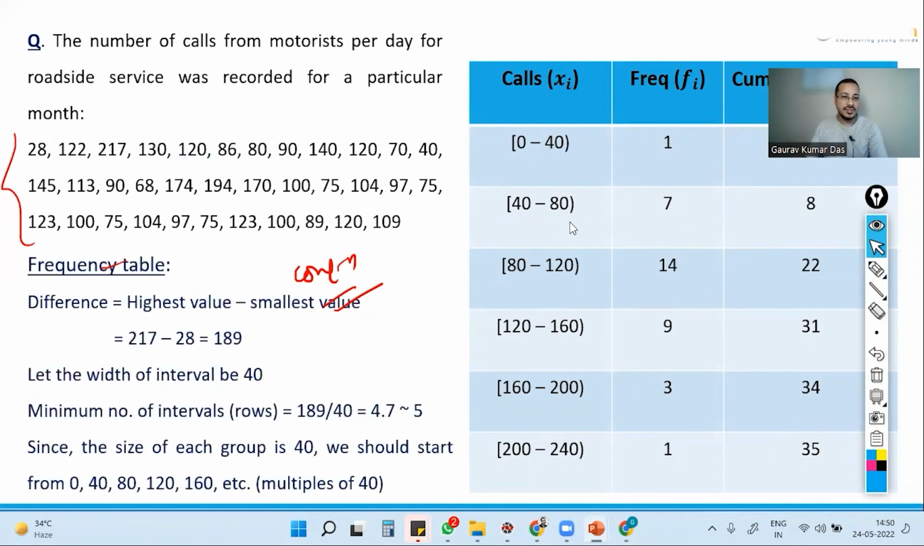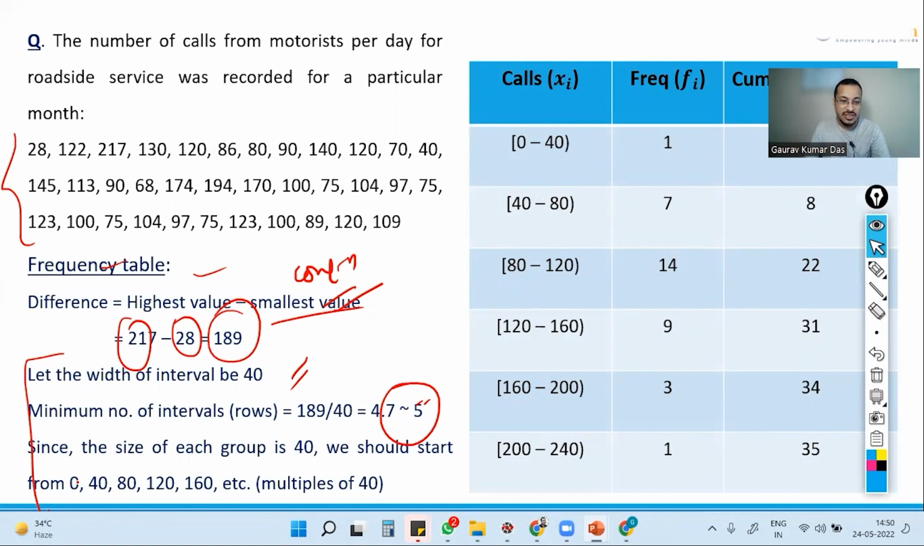So now if you look at this frequency table, the difference is equal to the highest minus the smallest value. So how do we calculate the interval width? It's very simple actually. All we have to do is take the difference between the highest number, the maximum number, and the smallest number. And then we choose the interval of width 40 or whatever it is. Then this range divided by 40 will give us how many intervals should be there. The minimum number of intervals should be 5 here. So we have 6 intervals.